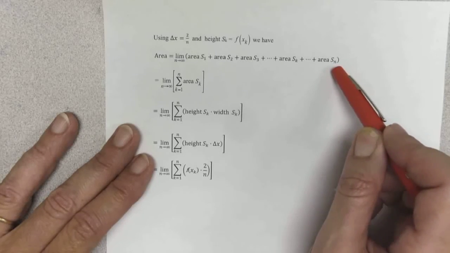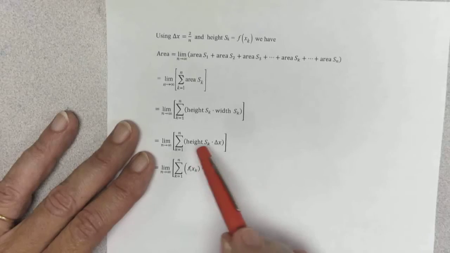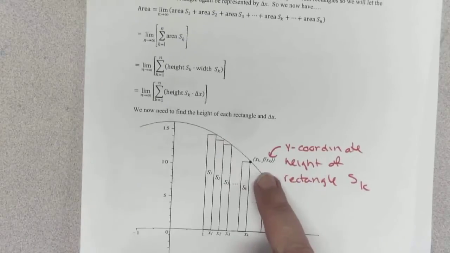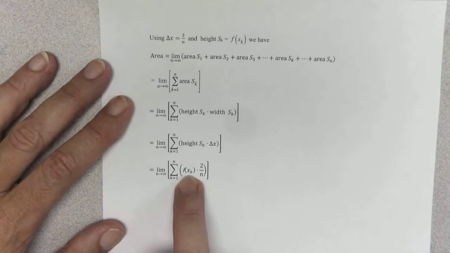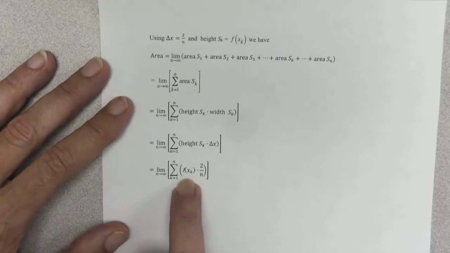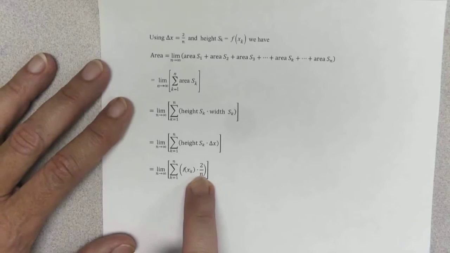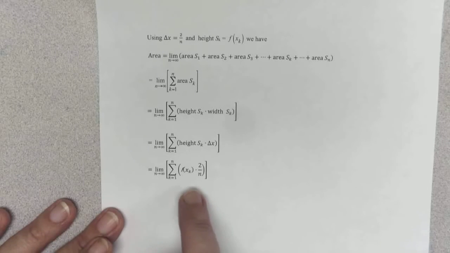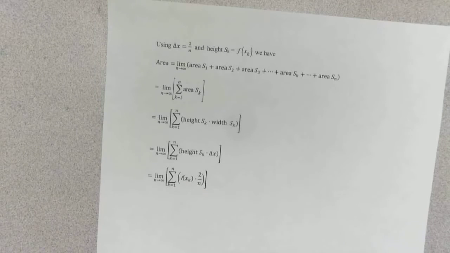So infinitely many rectangles, summation notation, height times width, height times delta x. Now we know from the other page that the height is just that y coordinate. So the height is f of x sub k, and we calculated delta x to be 2 over n. So what we're going to do next is figure out what that x sub k is.